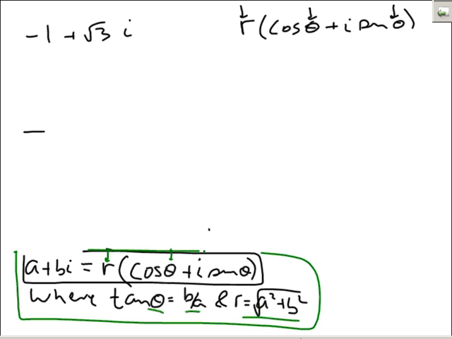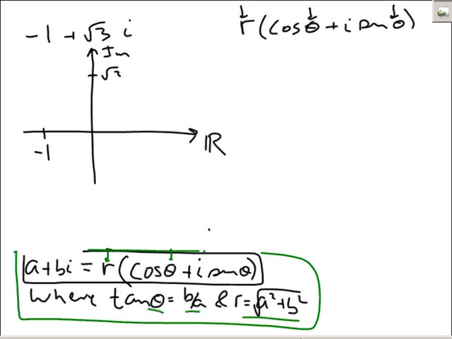Okay? So we have the reals and we have the imaginary axis. The real part is negative 1. Imaginary is positive square root of 3. That brings me right here. That tells me this here is negative 1 and this here is square root of 3. But this is a special right triangle. We know that r is 2.